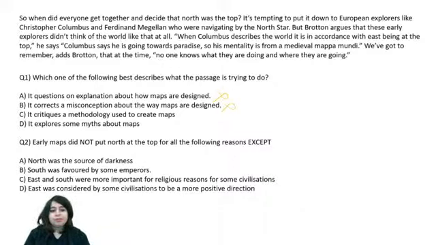So, we are not really critiquing a methodology, that's just a part of the passage. Yes, it does explore some myths about the maps, and that is what has been mentioned in the passage. So let's look at the next question.